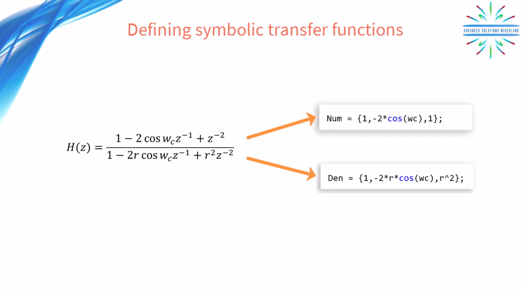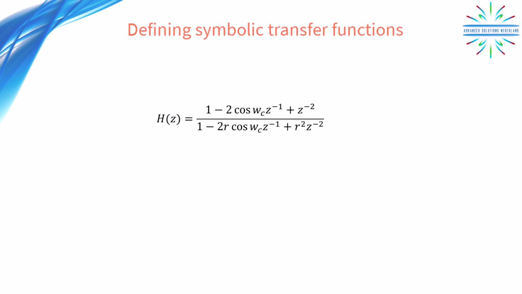As seen here, with little or no programming knowledge, a second-order infinite impulse response notch filter transfer function, taken from a textbook or technical specification, can be defined symbolically by simply entering the numerator and denominator expressions in descending powers of z. Looks pretty easy, wouldn't you say? Let's now have a look at how we can define more symbolic variables and use them.